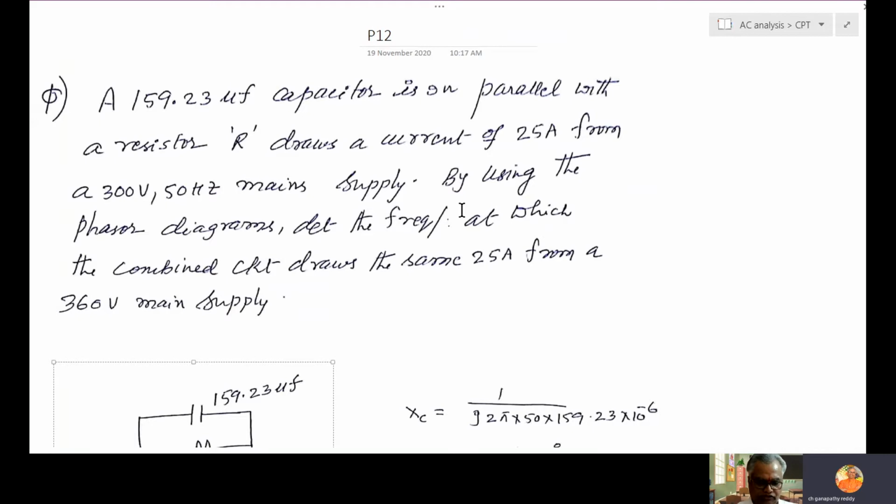Okay, continuation of the topic, construction of power triangle. Last class, I solved so many problems. Still some more problems are there. So these problems, let me explain. And last class for this topic.